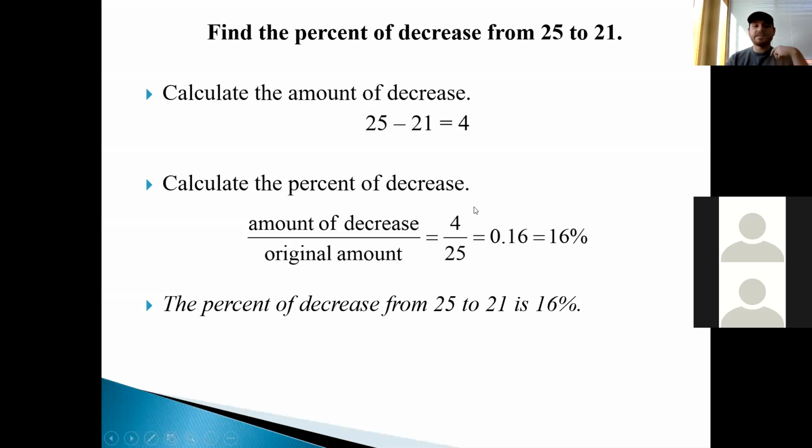So here's what it looks like on the actual slide. Switching between sharing screens is kind of annoying. So we calculate the amount of decrease. Again, 25 minus 21 gives us 4. Then we do our amount of decrease divided by our original amount, or 4 over 25, which gives us 0.16. We convert that to 16%. So the percent decrease from 25 to 21 is 16%.